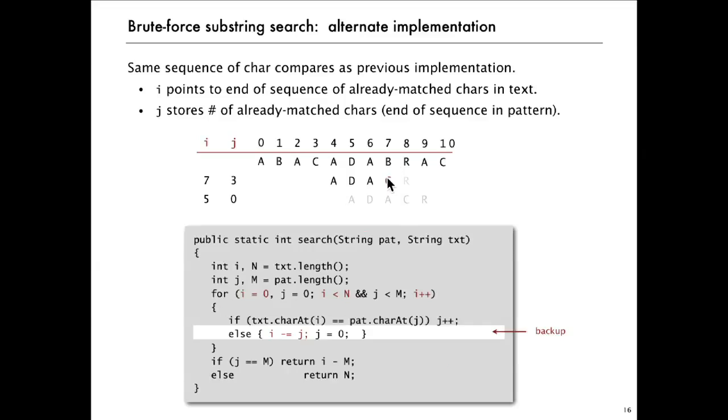When we find this mismatch, we subtract the current value of j, then increment i at the end of the for loop, and that puts us right on the next text character that we want to look at, and then we reset j to 0. So this does the same character comparisons, but it explicitly shows that we're backing up in the text. And then if we ever get to the end of the pattern, we return i minus m, which is the position of the first character in the text that matches the pattern, since we found m matches. So that's an alternate implementation that we'll come back to.